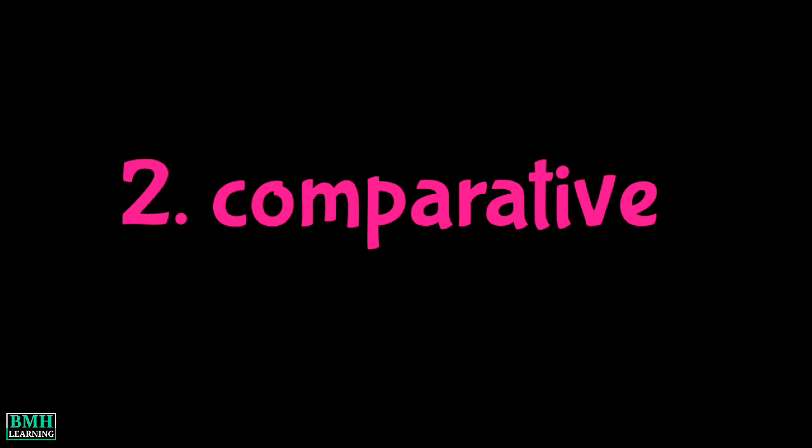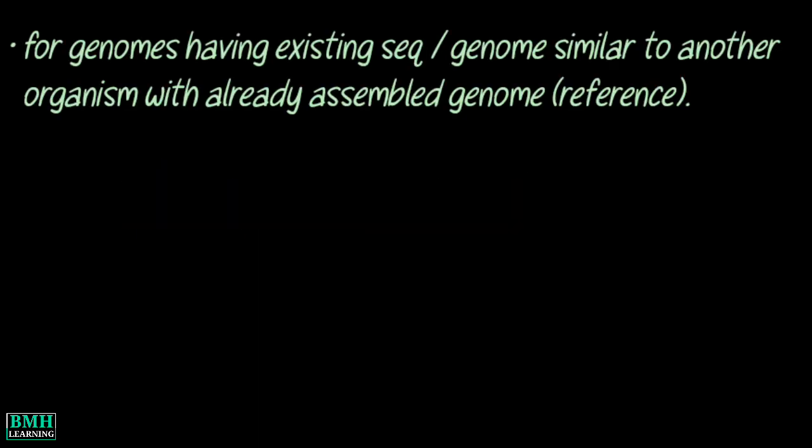Second is comparative assembly. It is used for genomes that have an existing sequence or have a genome that is similar to another organism that already has an assembled genome, which can be used as a reference.